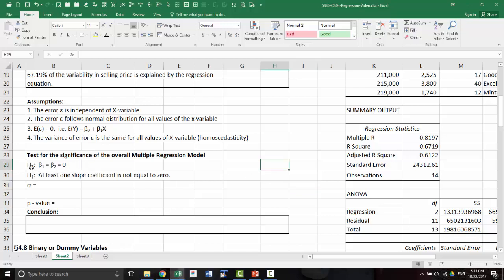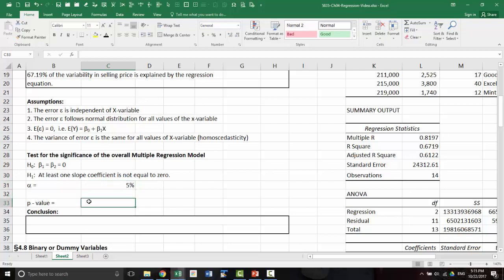So the null hypothesis, which is that the regression is not significant, is beta sub 1 equal to beta sub 2 equal to 0, and the alternative hypothesis is at least one slope coefficient is different from 0, is not equal to 0. Then alpha is the threshold for the p-value. So p-value, remember, is the probability of committing type 1 error when we reject the null hypothesis. So that's usually set at 5%.